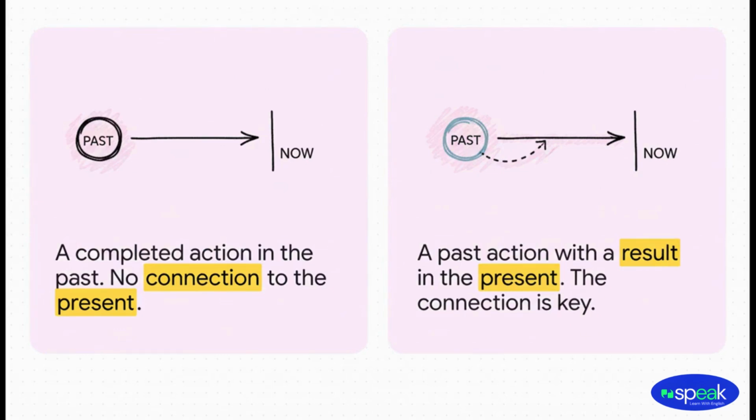The past simple, I ate, is totally finished. It's a done deal. The action happened and it's over. But the present perfect, I have eaten, that past action has a result that affects the present moment. The word present in present perfect is your clue. It's all about that connection to now.